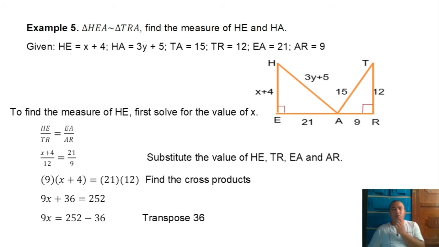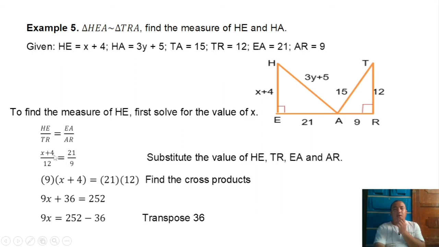So our equation will be HE over TR, because they are corresponding sides, is equal to EA over AR. And so we're now trying to solve for x. x plus 4 over 12 is equal to 21 over 9. So that will be our equation to solve for x.